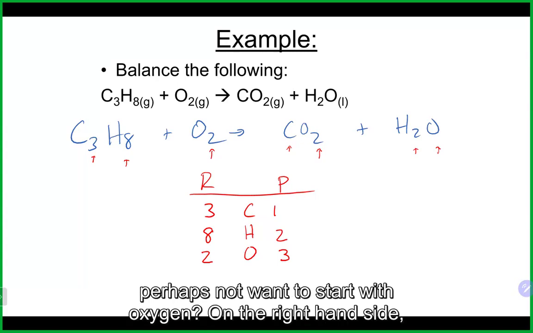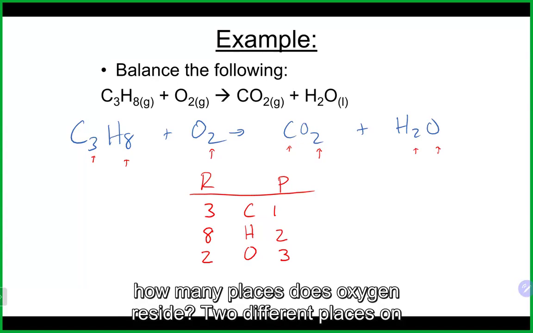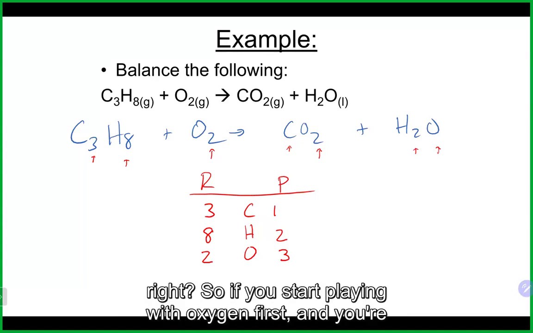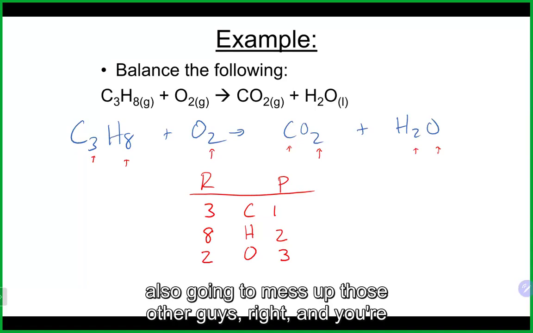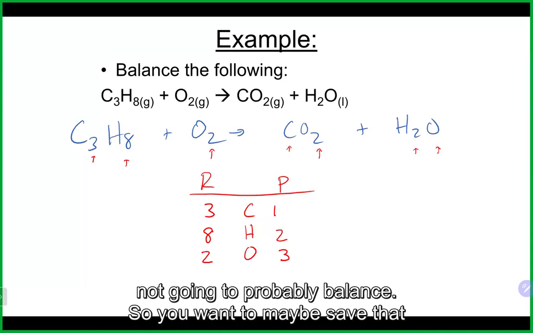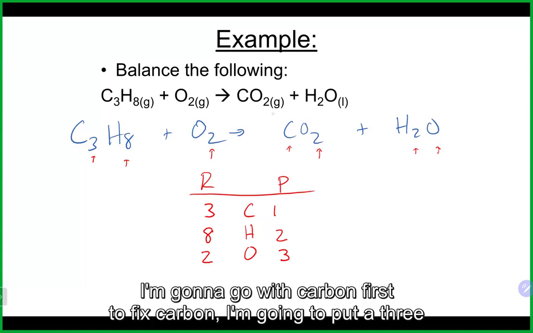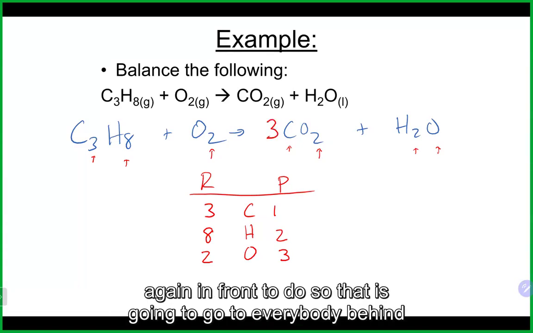Why would I perhaps not want to start with oxygen? On the right-hand side, how many places does oxygen reside? 2 different places on the right, right? And on the left-hand side, only 1 place, right? So if you start playing with oxygen first, you're also going to mess up those other guys, and you're not going to probably balance. So you want to maybe save that towards the end. Start with one that has 1 place on each side. So I'm going to go with carbon first. To fix carbon, I'm going to put a 3 again in front to do so.